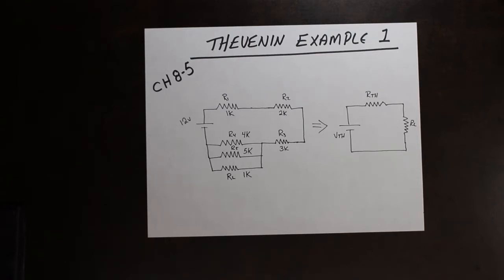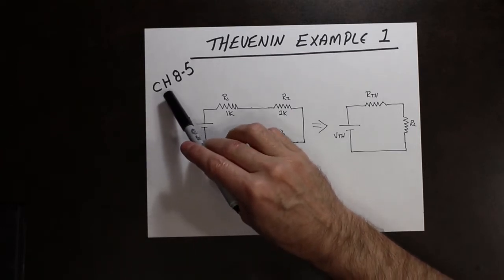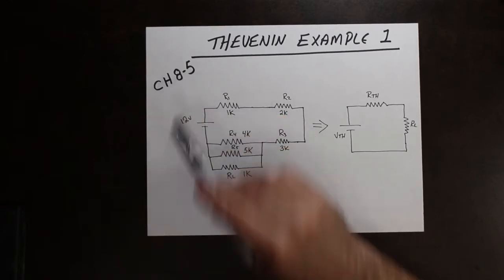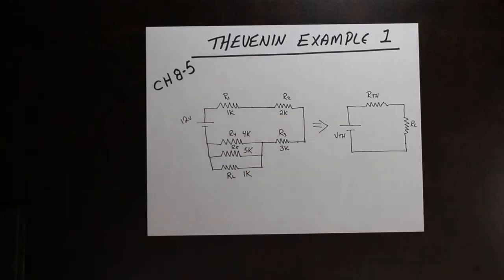Today what we're going to do is an example of solving a Thevenin's equivalent circuit, using Thevenin's theorem. Just as a review, you can find Thevenin's theorem in chapter 8-5 of our textbook. There's also a procedure that you can follow, which you'll find in your lesson notes from Blackboard. I'll walk you through the procedure that I'm going to do here for this circuit.